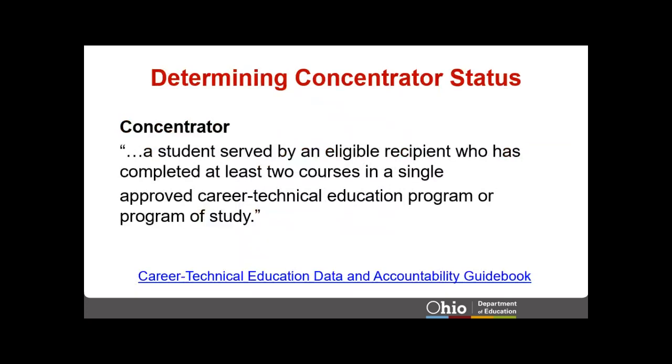When districts are determining if a student has met the definition of a concentrator, please ensure that all of the student's courses are reviewed. Districts should refer to the Career Technical Education Data and Accountability Guidebook for detailed definitions of concentrator and course completion. A student who has completed at least 2 courses in a single pathway shall be reported as a concentrator.